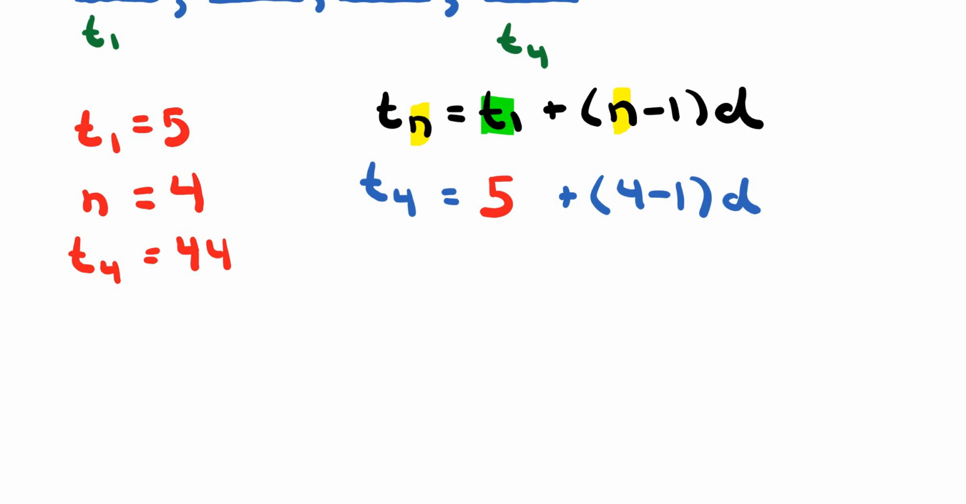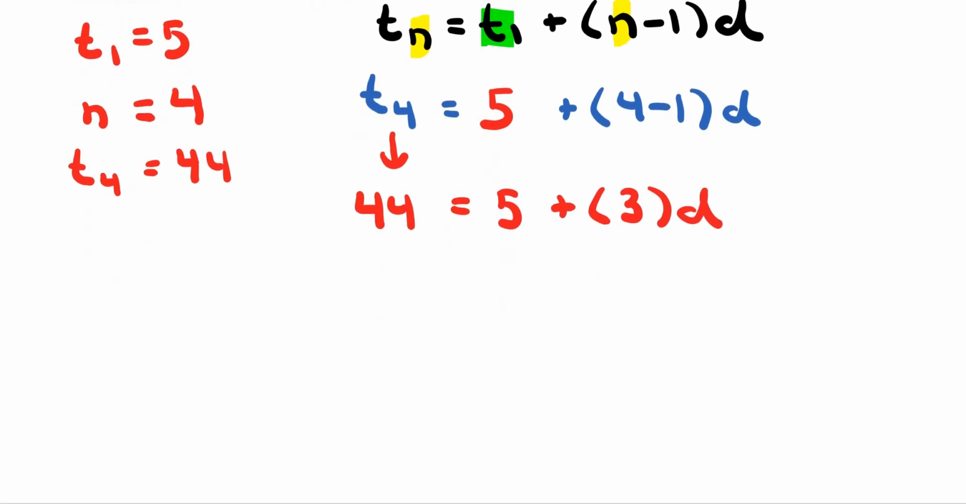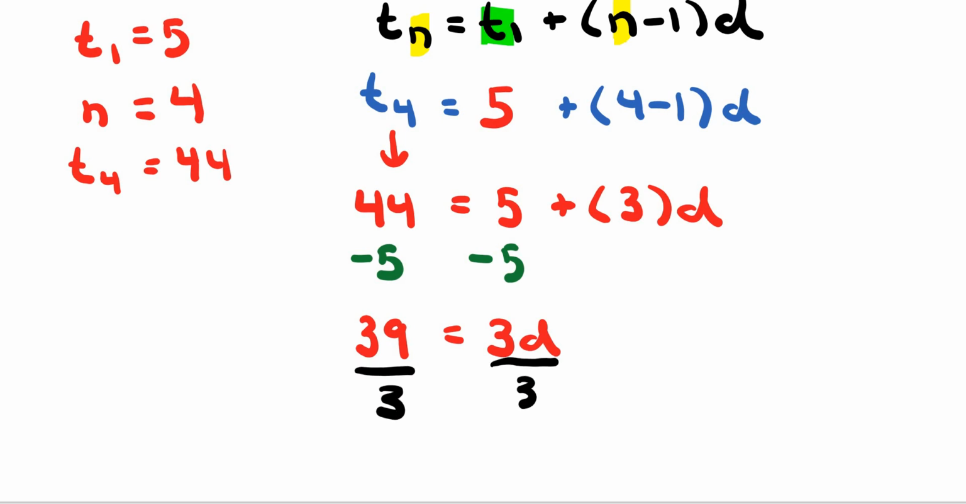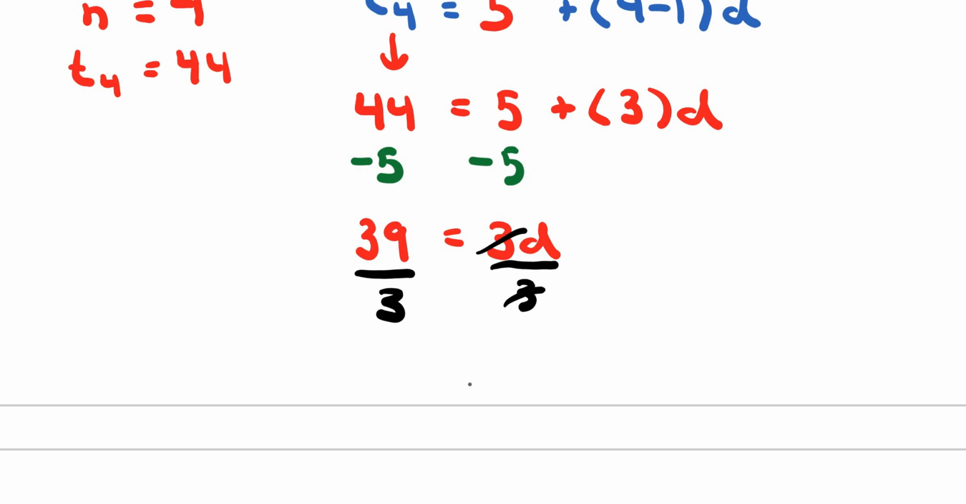Okay, and then let's keep on going here. We know that term 4 is 44, which equals 5 plus 4 minus 1, which is going to be 3, and 3 times the common difference. Okay, we can subtract 5 on both sides. So 44 minus 5 is going to be 39 equals 3d. And then we can divide both sides by 3. The 3s cancel, and d would be 13.